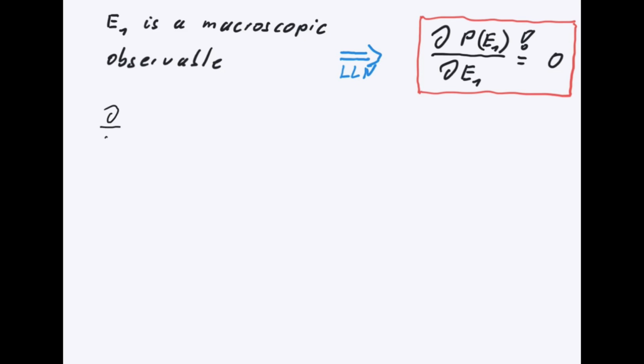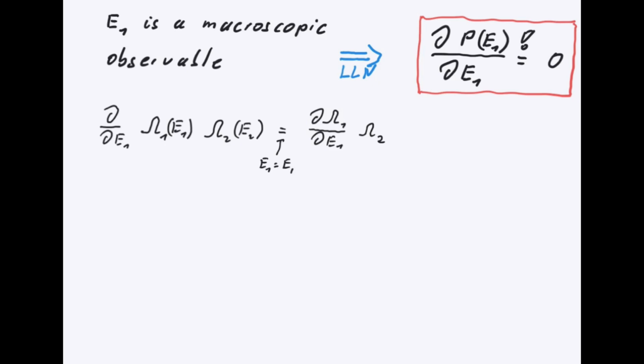So we're interested in the partial derivative with respect to E1 of the product Omega_1(E1) times Omega_2(E2), which is equal to the partial derivative of Omega_1 with respect to E1 times Omega_2, minus the partial derivative of Omega_2 with respect to E2 times Omega_1. The latter we obtain by realizing that E1 is equal to the total energy E_T minus E2, hence the minus sign. This has to be equal to 0.